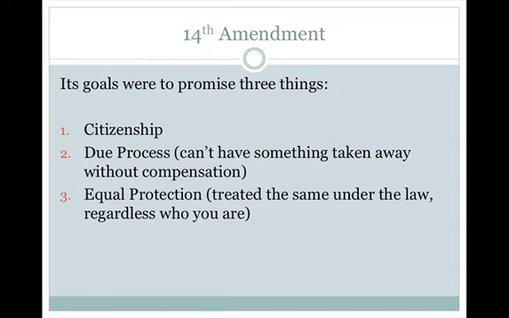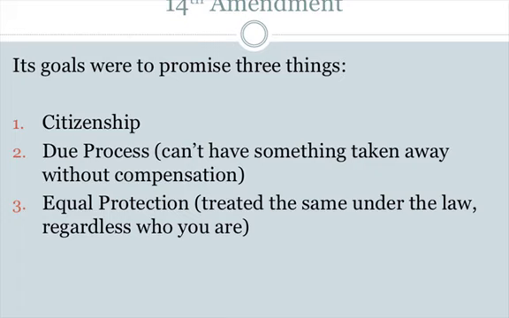Now the 14th Amendment is, I think, probably one of the most interesting ones. Keep in mind three things. Its goals were to promise three things. One, citizenship, guaranteed citizenship for all Americans, specifically for ex-slaves. Two, due process, which is a fancy way of saying that the government can't take away something without either you going to court for it or being compensated for it.